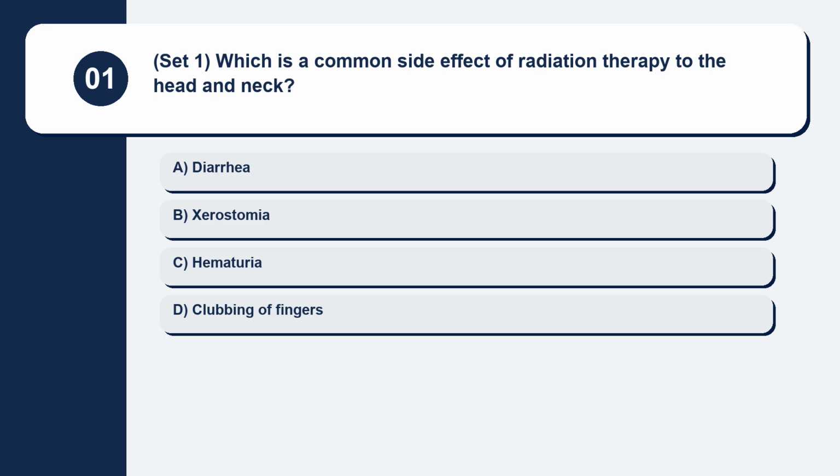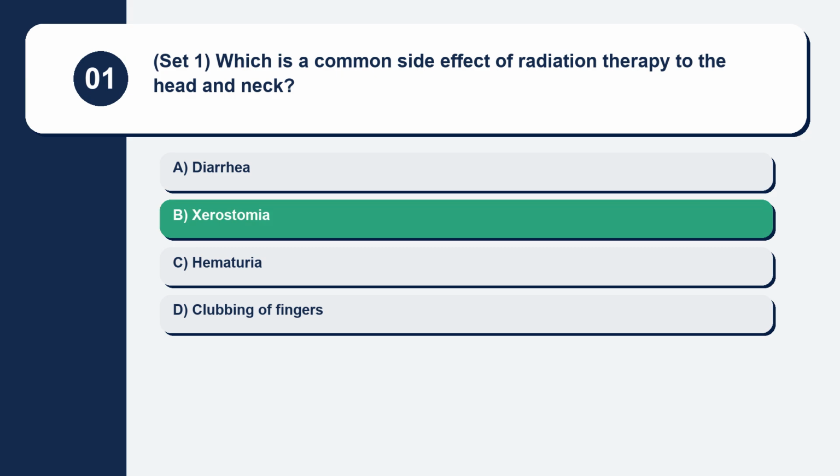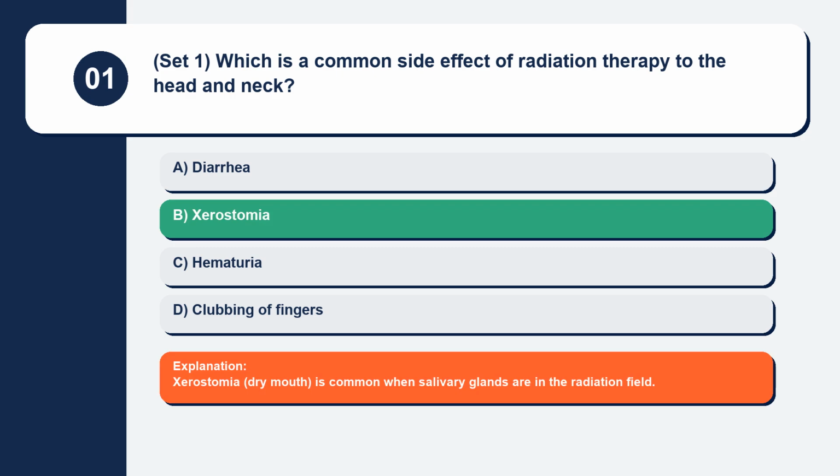Question 1. Set 1. Which is a common side effect of radiation therapy to the head and neck: diarrhea, xerostomia, hematuria, clubbing of fingers? Xerostomia, dry mouth, is common when salivary glands are in the radiation field.